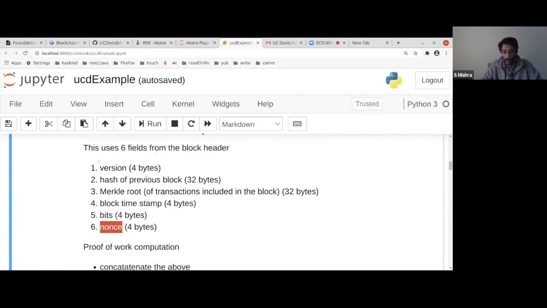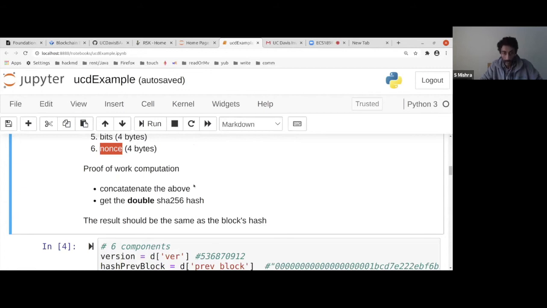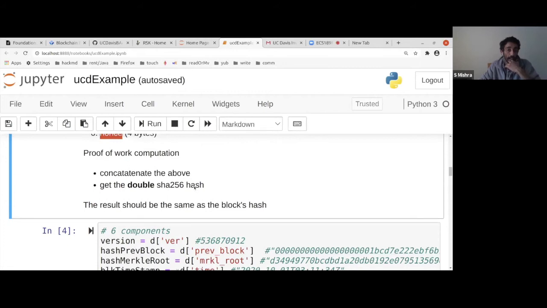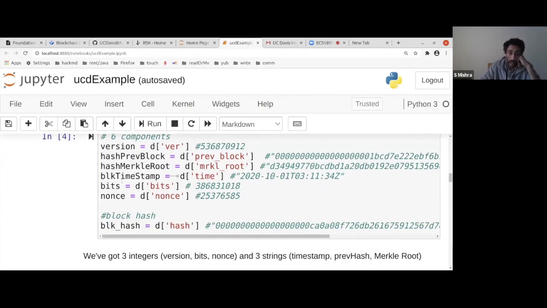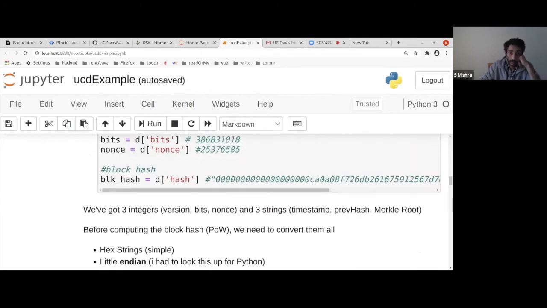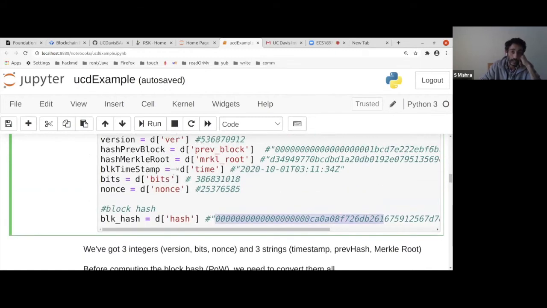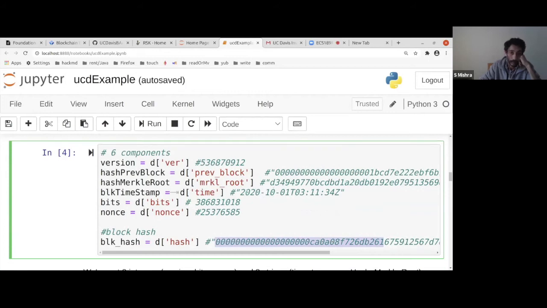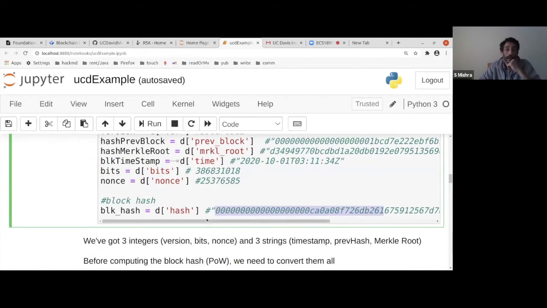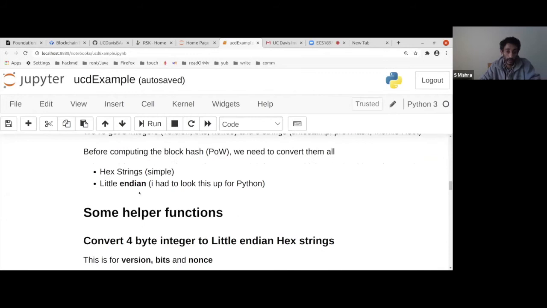So we use these 6 fields. We concatenate them, but before we do that, they should be in hexadecimal, and they should be in a certain ordering with the biggest number up front, called big endian. So you just grab the fields. Once you grab the fields, this is the target that we want to match, that many zeros and that specific hash. We've got 3 integers here for the version, the nonce, and the bits. There's a timestamp that we'll be converting into Unix time and then into hexadecimal. And these hashes are already in hex. We just need to reverse the endian.